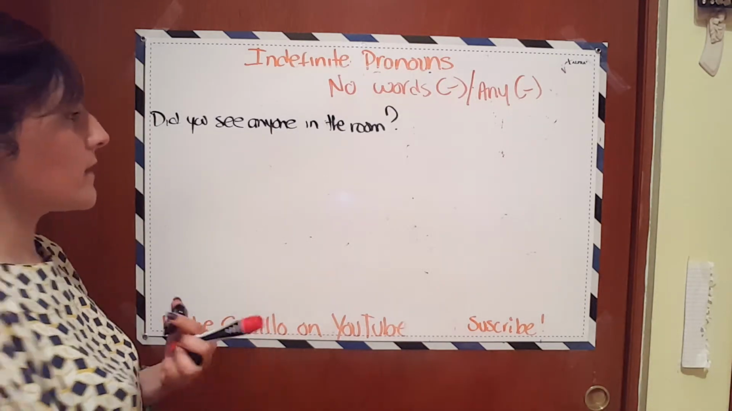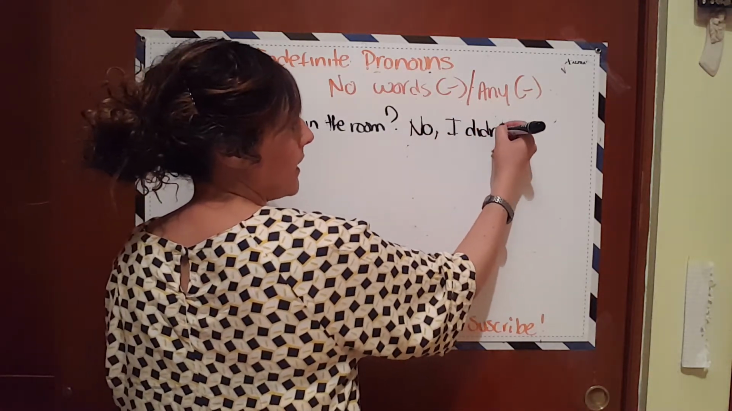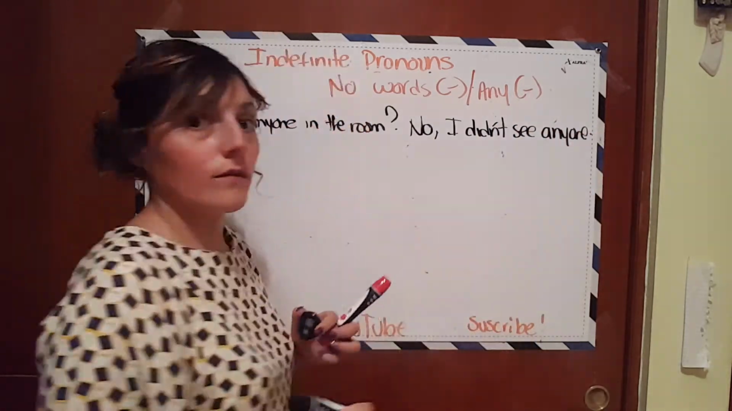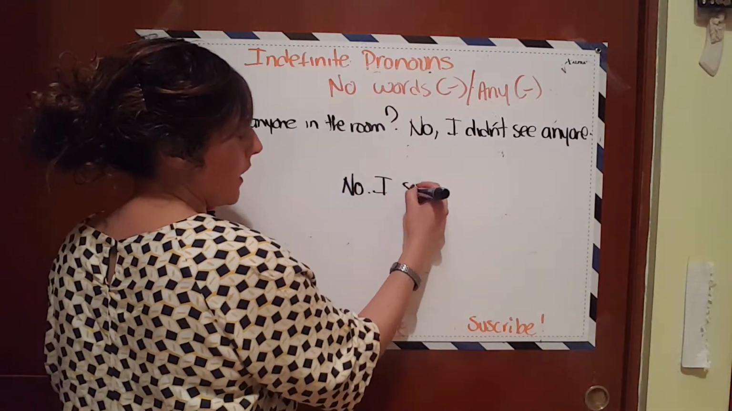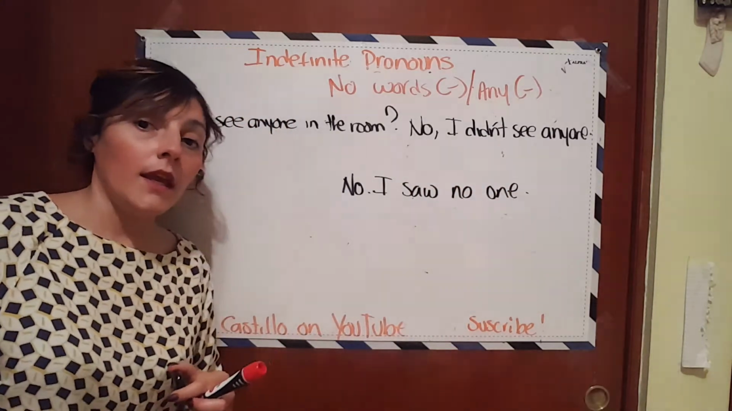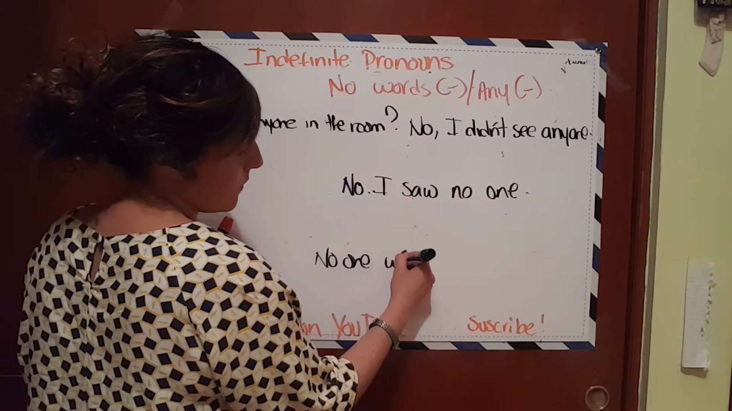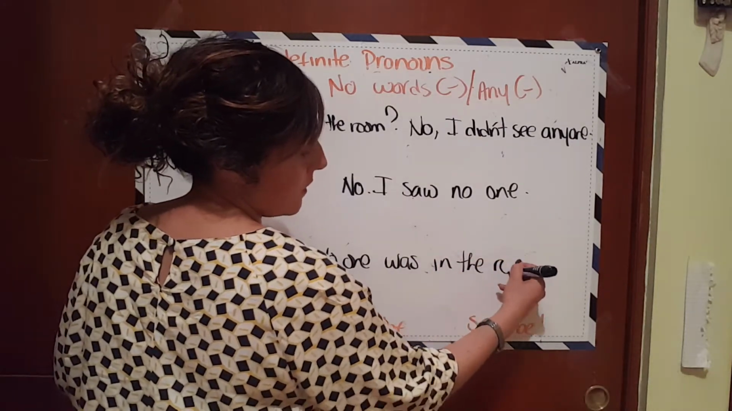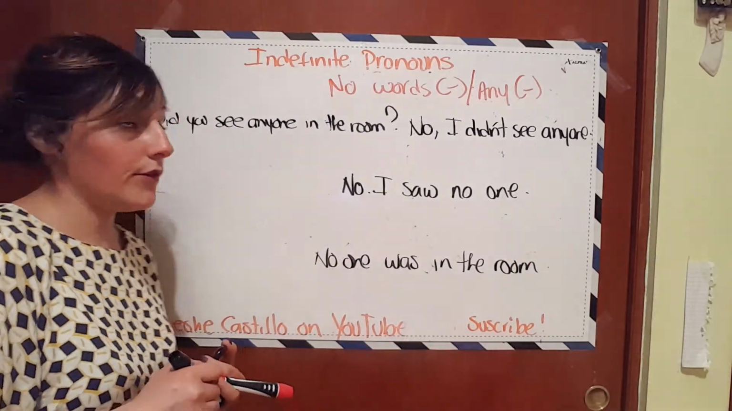And the answer, I can say, no, I didn't see anyone. Or I can say, no, I saw no one. And as a complement, I can say no one was in the room. Right? Okay, so now let's check this information.